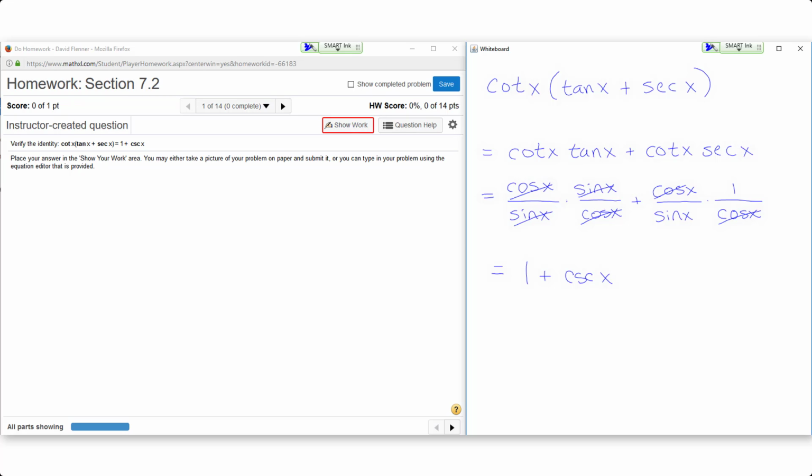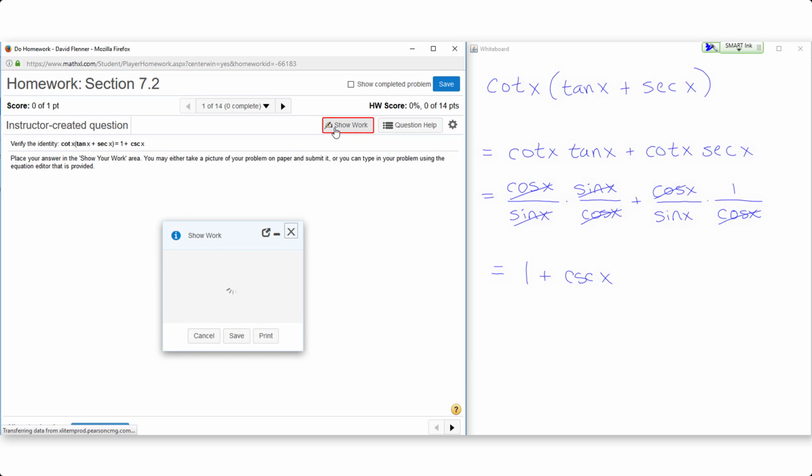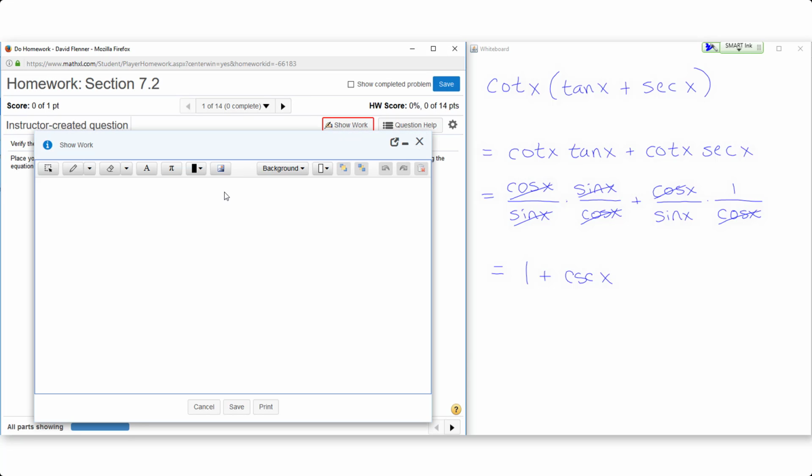So, showing work. Let's see how that happens. In order to show your work, you have 2 options here. Click the Show Work button, and you can click Insert Image, and that will allow you to upload a picture that you've taken with your phone or something. And that way you can just take a picture of your work. Alternatively, and actually my preferred method, is to use this equation editor here.